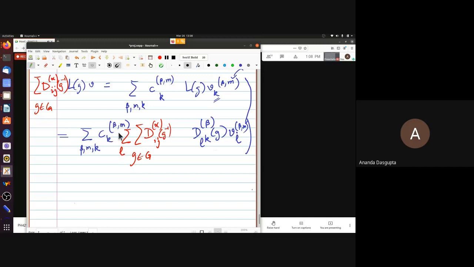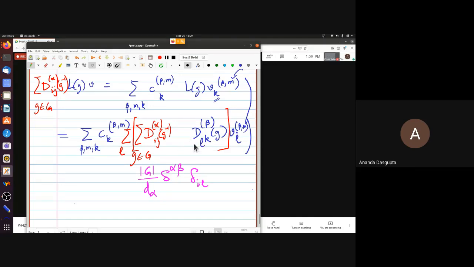And when I do the group summation, inside the sum, I will need to keep only those things which depend on the group element, which is this one and this one. Everything else is independent of the group element, the CKs and the VLs, right? But what is this? This, of course, is delta IL.